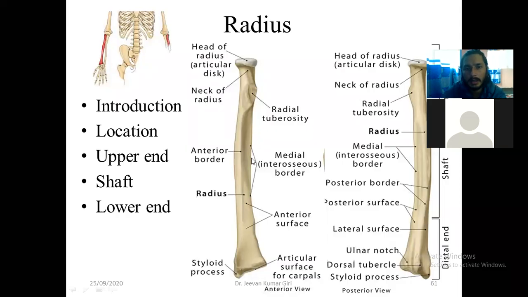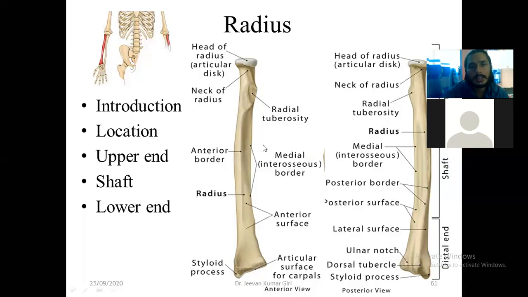Interosseous border. There is the attachment of the interosseous membrane in the lower three-fourths of the medial border. It extends from the radial tuberosity above, and below it forms the posterior margin of the ulnar notch of the radius. Are you getting this? Then the next, the posterior border, is the mirror image of the anterior border. The upper part of the posterior border is the posterior oblique line. Just remember this thing. That thing we have almost already completed, I think.